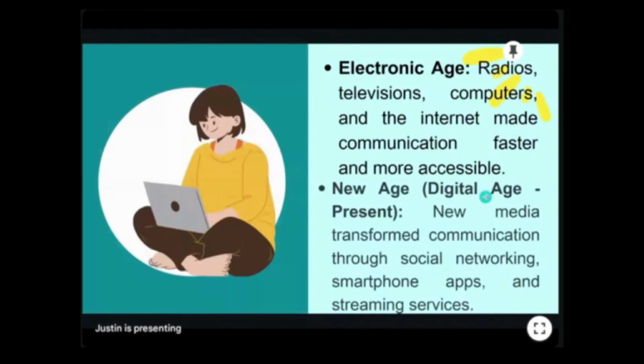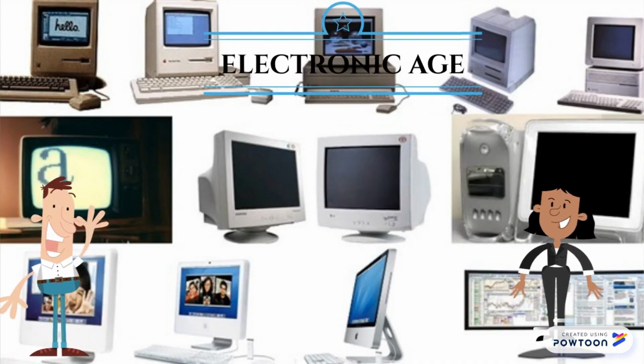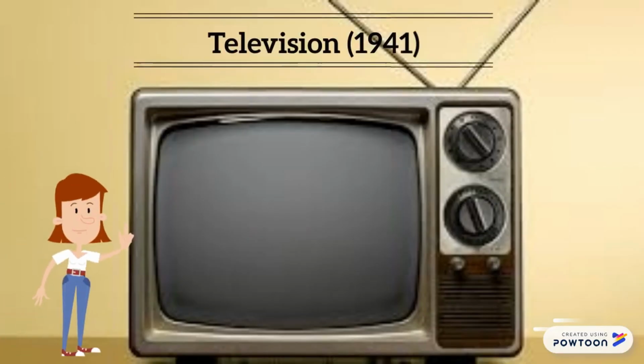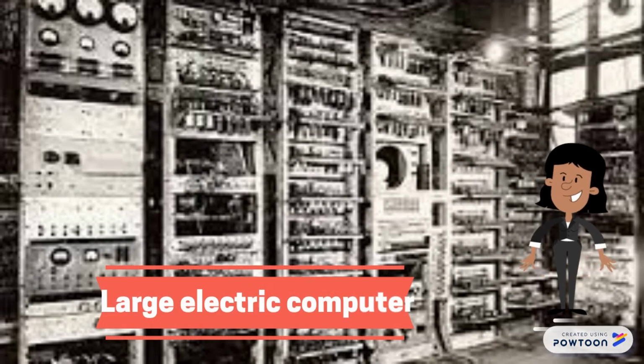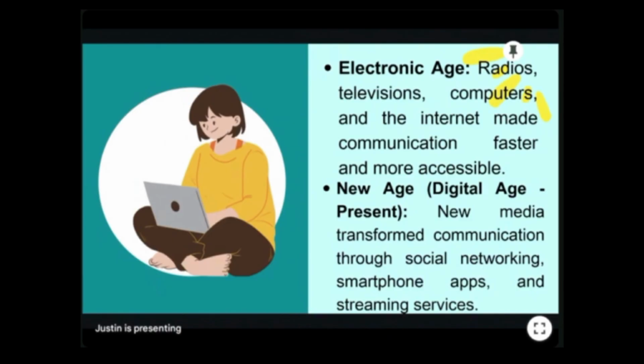Next and third is the electronic age. This was the time when electricity and electronic devices changed how people lived and communicated. This involved radios, televisions, computers, and the internet, which made communication faster and more accessible. Next is the new age. The new age started around the 1990s up to today. It is the time when computers, the internet, and smartphones became a big part of daily life. In short, the new age is the time when the world became connected through digital technology.